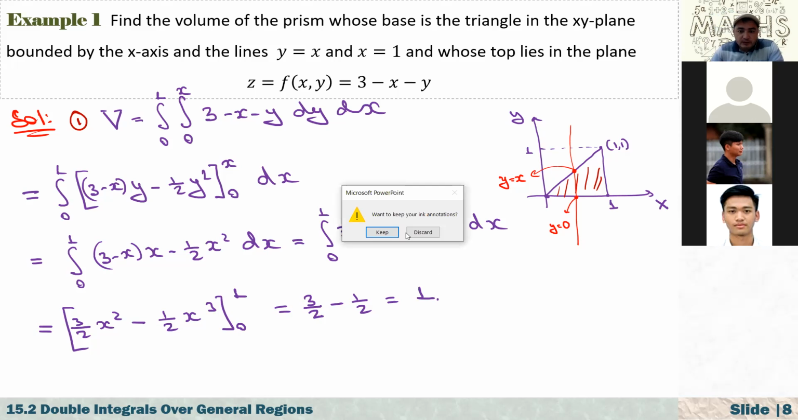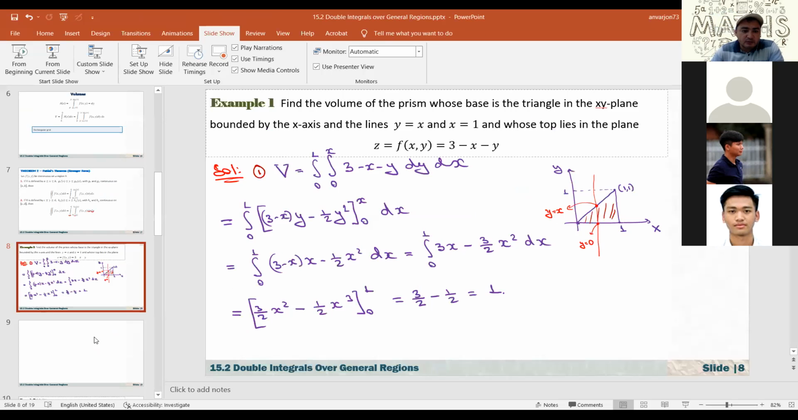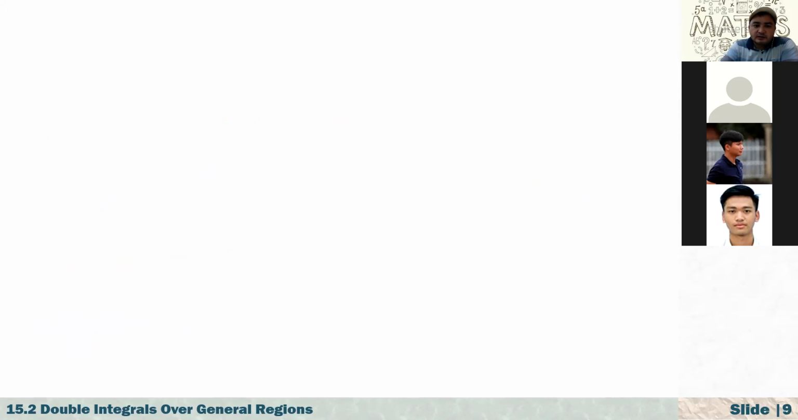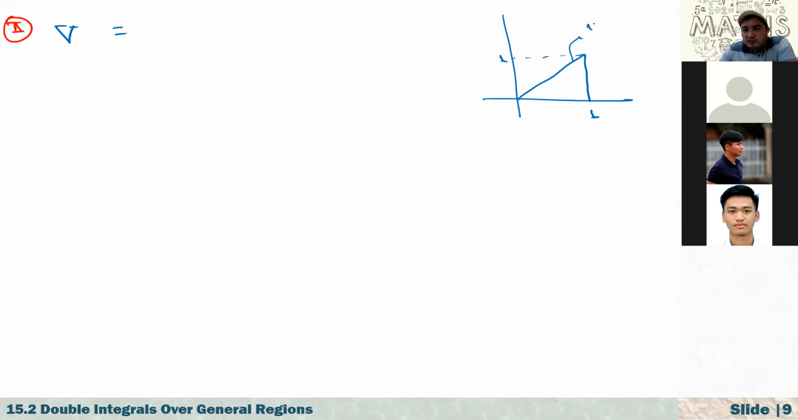Okay, let me just duplicate this because I need more space. How about if we change the order of integration here, first with respect to x, then y. Let's say this volume will again be equal to integrating this over this region. This one is 1, and this one is also 1. So the equation of this line is y equal to x.